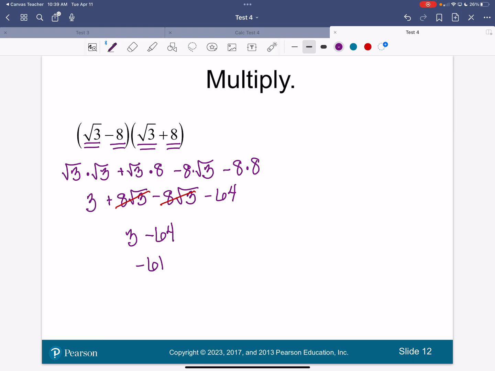Now, in just a minute, we're going to talk more about this right here. These are called conjugates. Okay, these are called conjugates. And because they are the same, and one's plus and one's minus, that's going to be the difference of perfect squares, and that's when the middle two terms cancel out. And that's going to be super important when we start rationalizing.